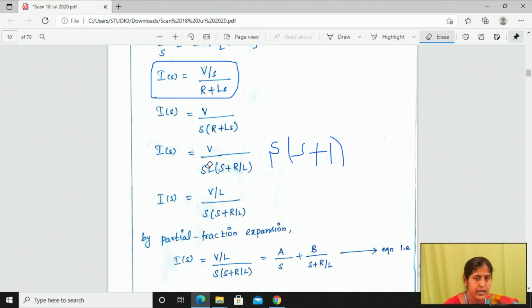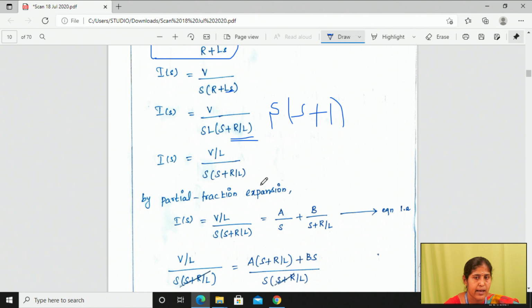So V by s into, so how we can rewrite this expression, we can take L common from this part, right? So if we have taken the L common outside, so sL into s plus R by L, okay, we can get this expression. Now, after finding this expression, we can write I of s which is equal to V by L, yes, V by L divided by s into s plus R by L. This is your final I of s.